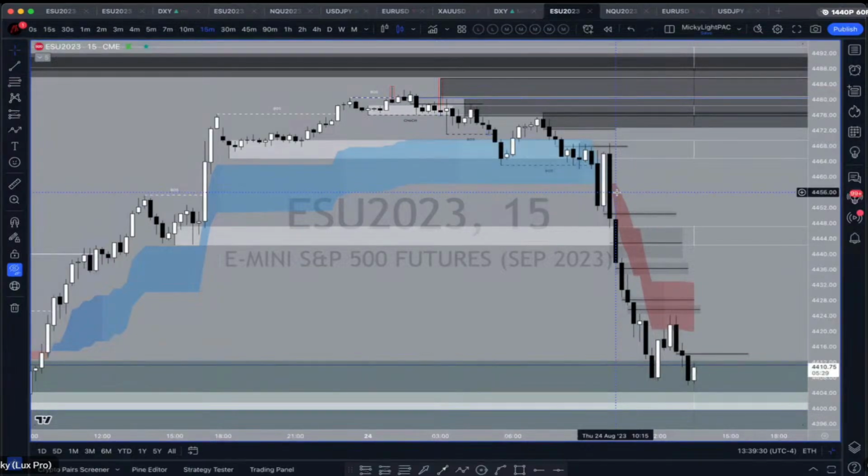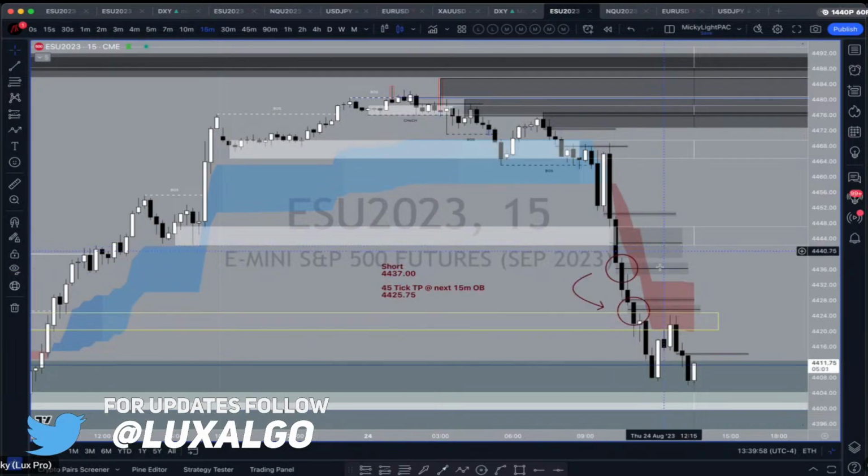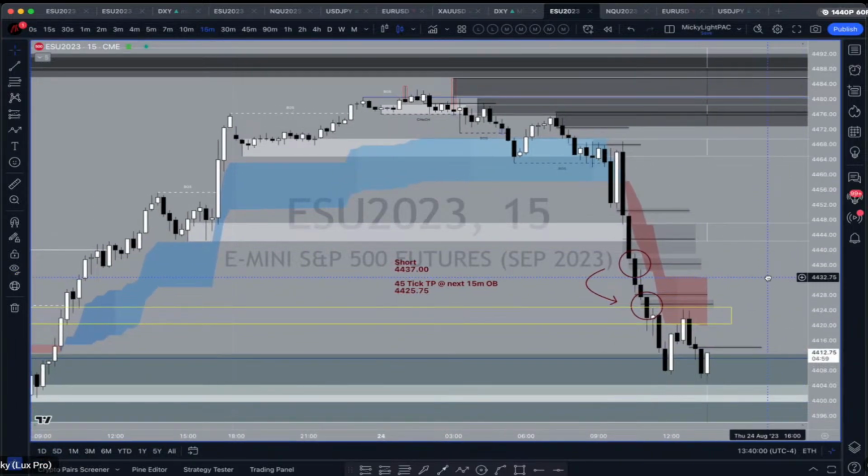That was key for me. That was a big one, right? And then it busted through an order block, a 15-minute order block right here. That's where I took my entry, right? Next target was a nice round number to the next 4 hour order block, which was about 45 ticks, right? There we go. That was my trade, all right?